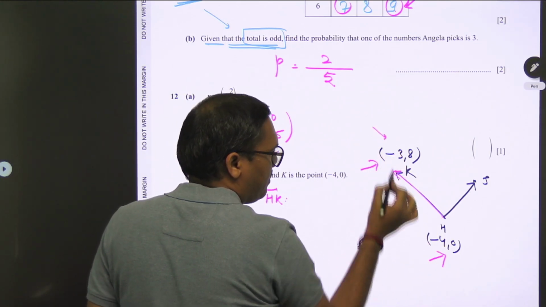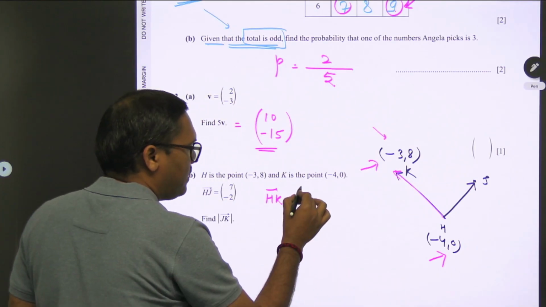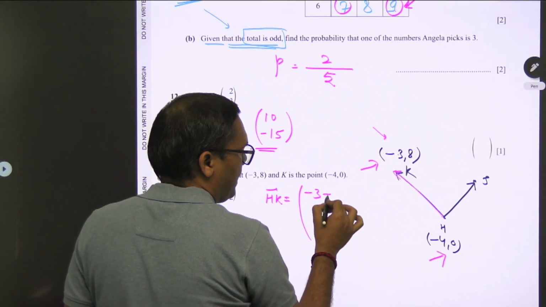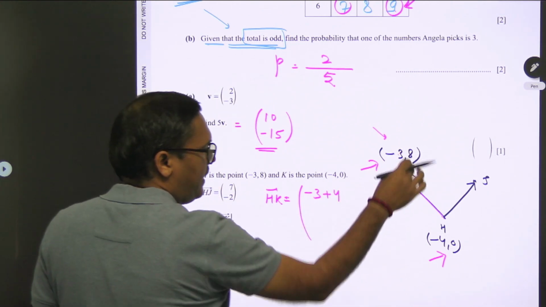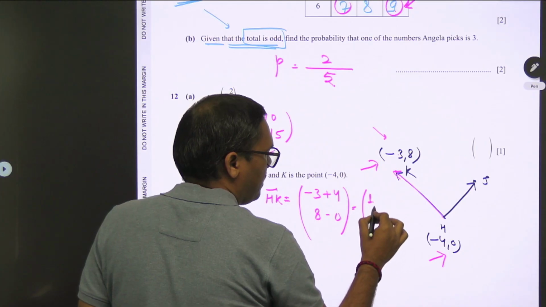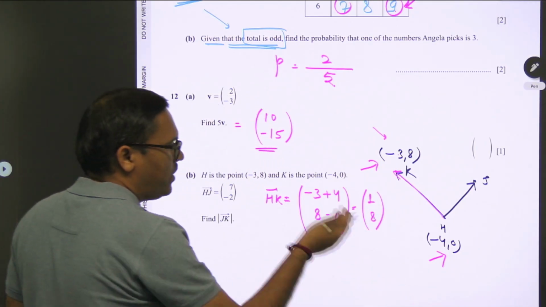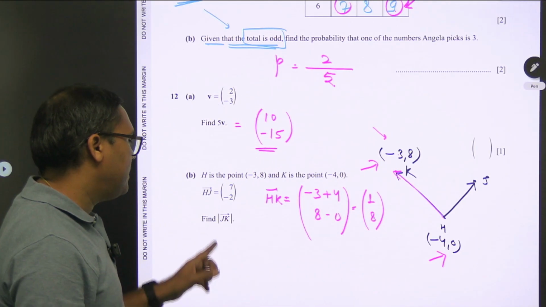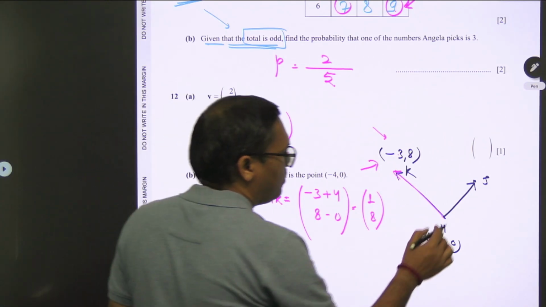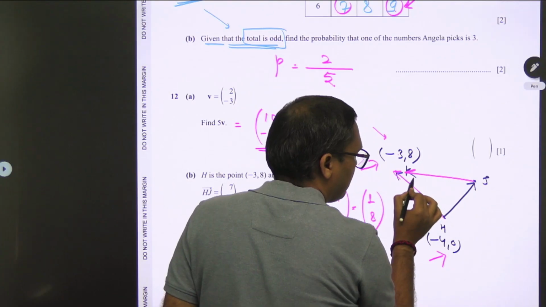So this is final and this is initial. So subtract the x coordinate. If I subtract the x coordinate, minus 3 and minus 4, that will become plus 4. 8 minus 0. So what is this? This is 1 and this is 8. Correct? So we know HK vector. You have to find JK vector magnitude. So first we'll find what is JK vector. So you can see this is our J to K vector.